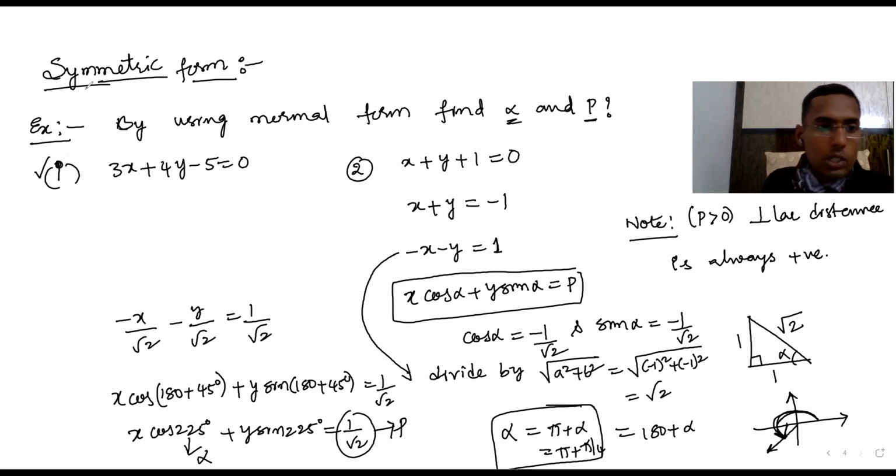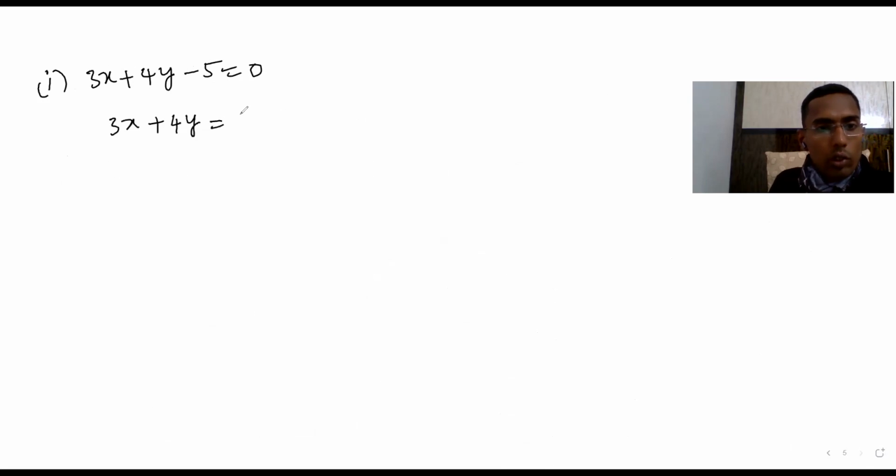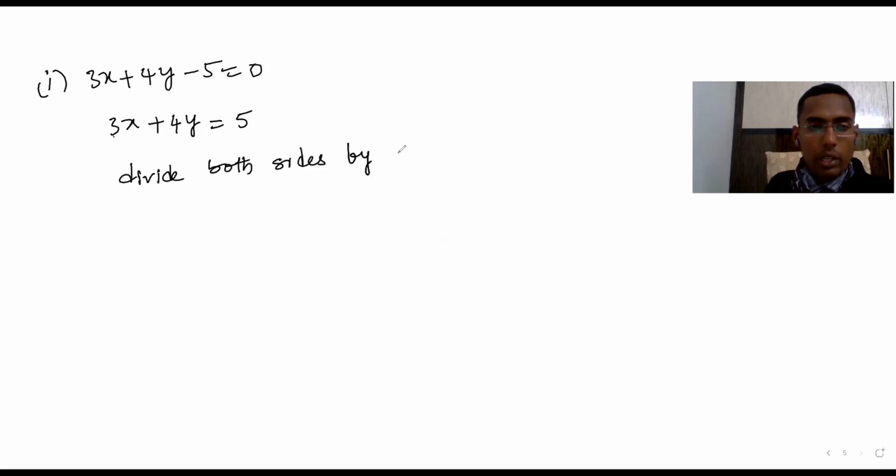So you can understand. In the first one, 3x plus 4y minus 5 equal to 0. This is the first question. This will be easy. So here 3x plus 4y equal to 5. Now what you should do? You need sine and cos. For making sine and cos, divide both sides by under root of 3 square plus 4 square.